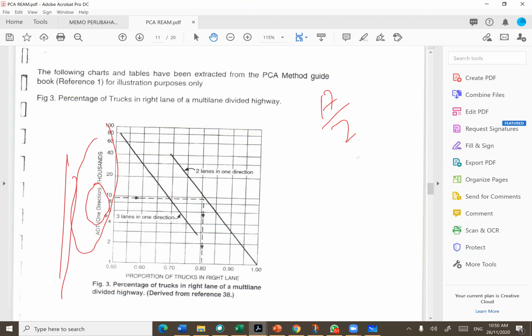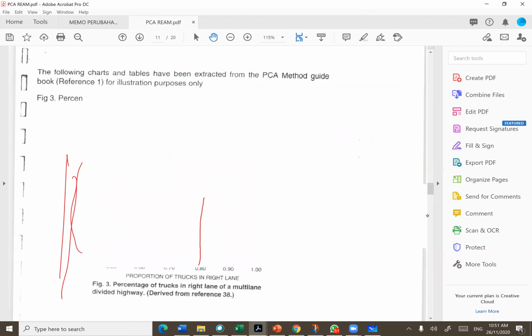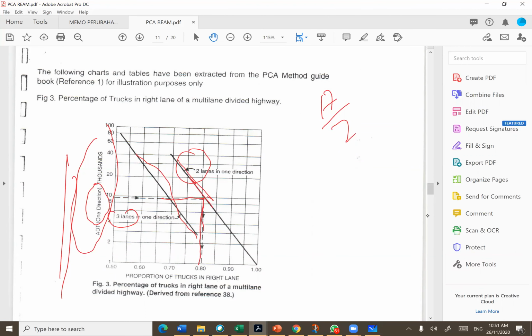So you go to the value here, about 8,000 plus or 9,000. 17,692 divided by 2 is 8,980, somewhere here. Roughly estimate. You draw a line and go to the 2 lanes per direction line because it's 2 lanes. If it's 3 lanes, you use this line; if it's 2 lanes, you use this line. So they draw a line, reach this point, and go vertically down to get the value here. So the proportion of trucks traveling on the design lane will be 0.81.